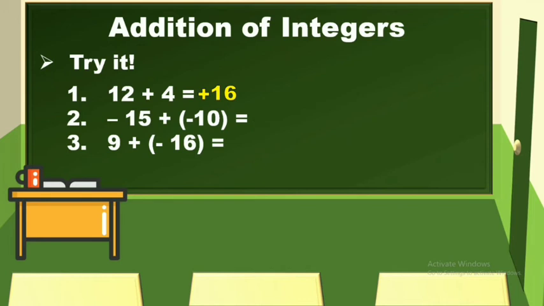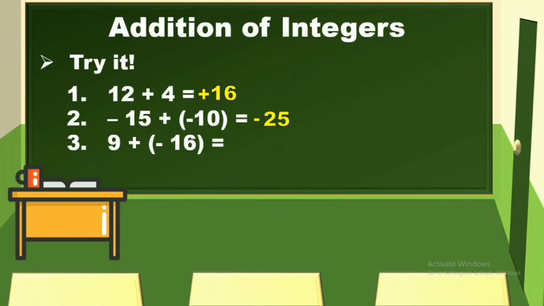Next, what about number 2? Negative 15 plus negative 10. Since they are the same sign, negative, the answer is negative. 15 plus 10, the answer is 25. So therefore, negative 15 plus negative 10 is equal to negative 25.